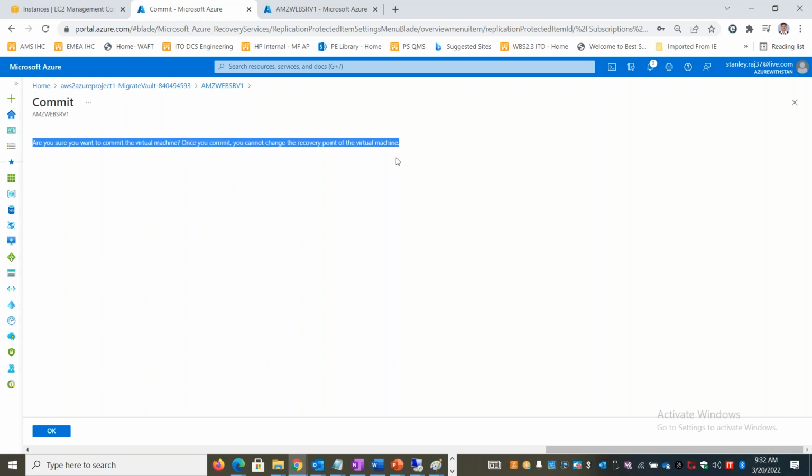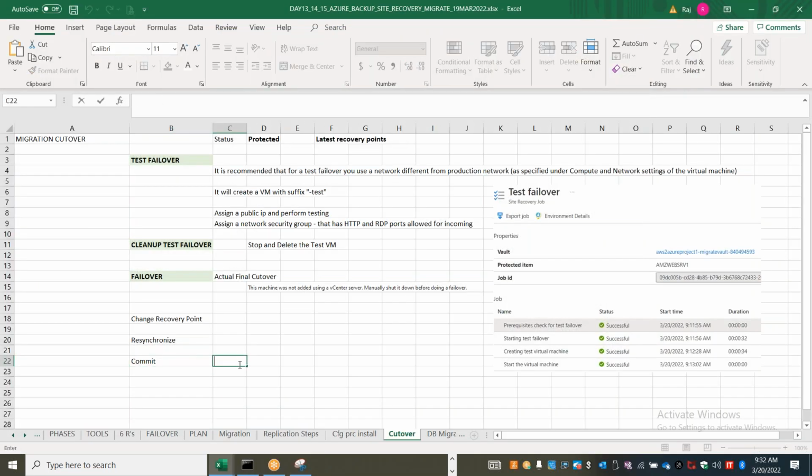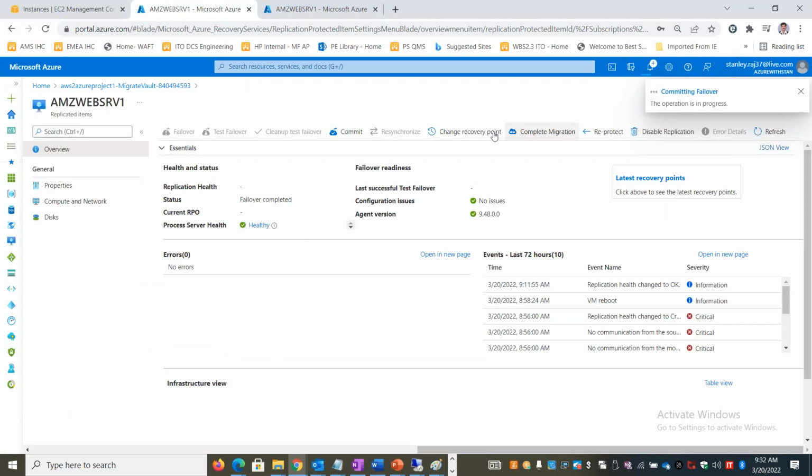Now let me try to commit it. Once I commit it, I will not be able to change the recovery point. That is the important thing. We are committing that I'm good with this particular recovery point, which I have brought to protection. That's the message that we are confirming here. Once I commit, the change recovery point option will be grayed out. I will not be able to switch over to any other recovery point. It will clean up all the remaining recovery points and snapshots.